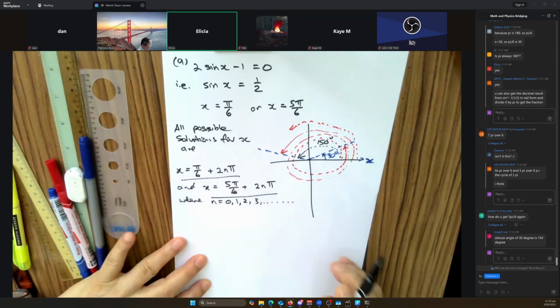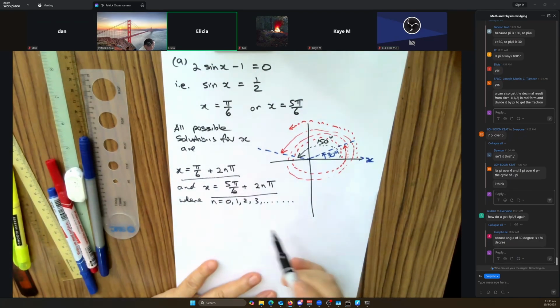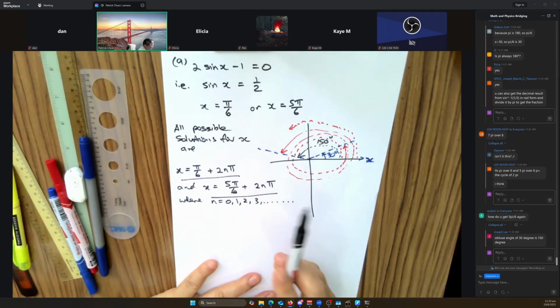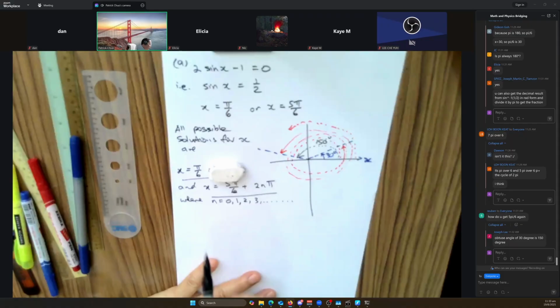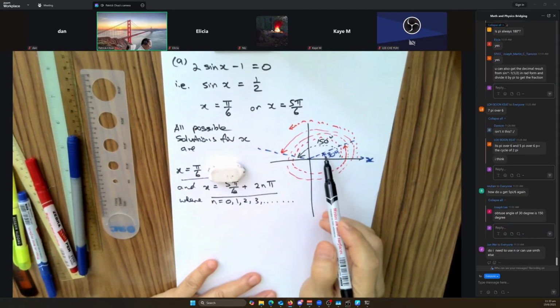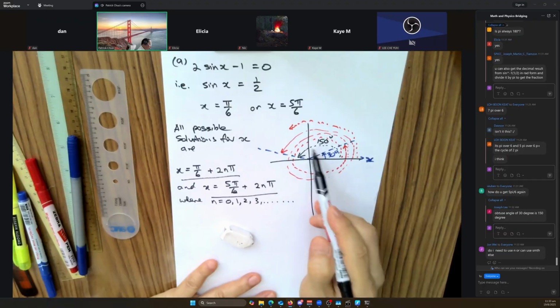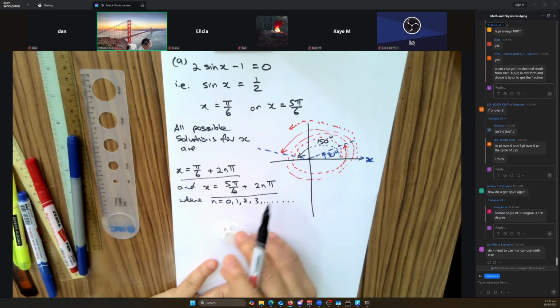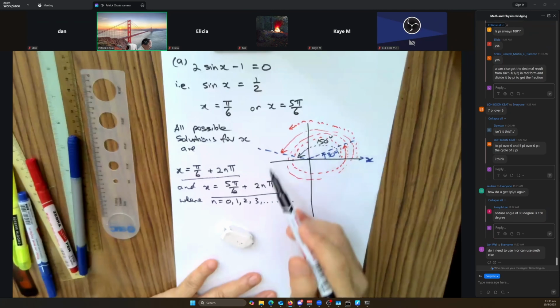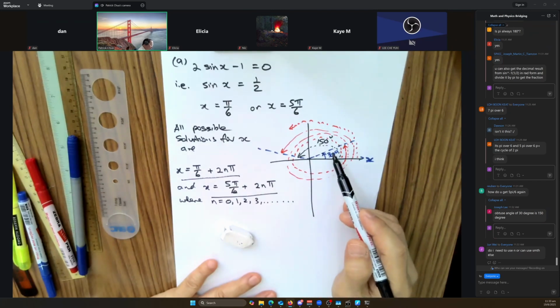So when I give my answer, I need to write where n equals 0. Yes, n starts from 0. Because when n is equal to 0, it's pi over 6, 30 degrees. Then when n is equal to 1, that means it goes around 2 pi already. It's pi over 6 plus 2 pi, n equal to 1. That means your next one is your 390 degrees.